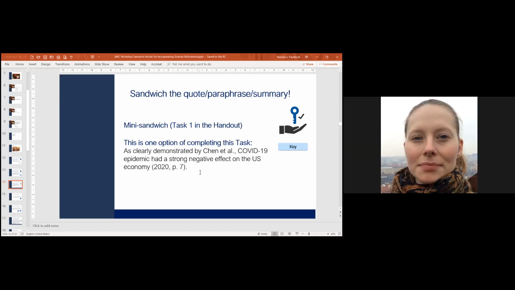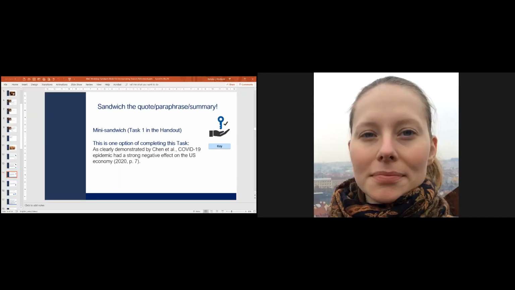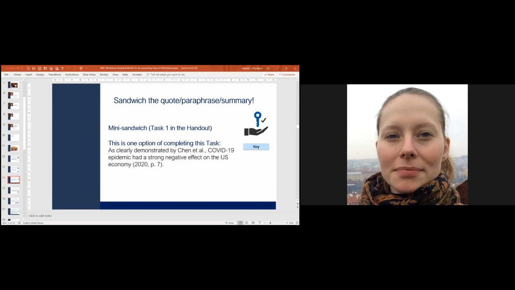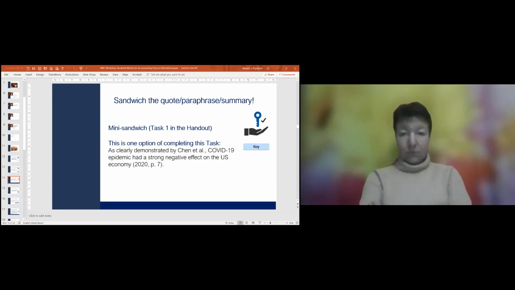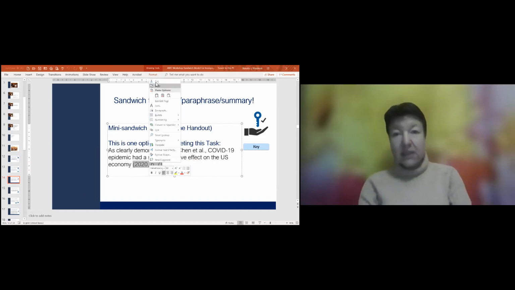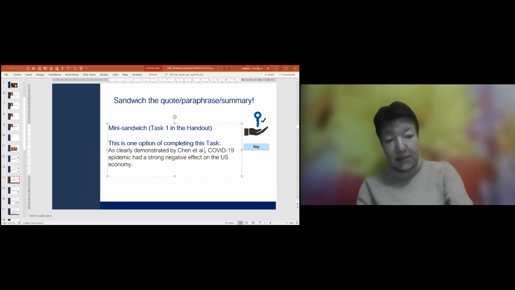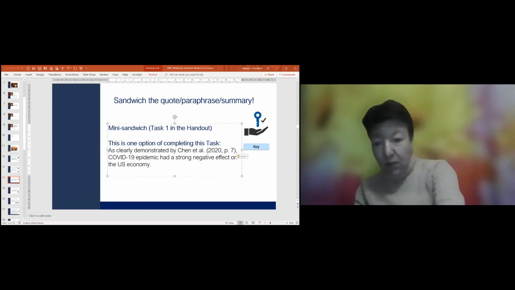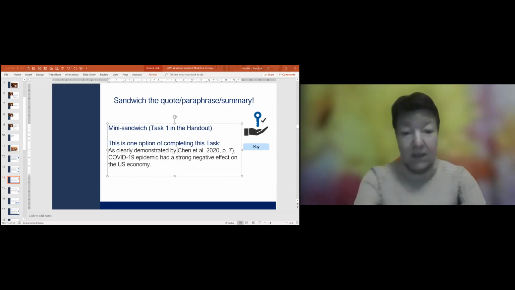I wonder why this in-text citation, the year and the page, does not follow the surname, because I supposed to do something like Chen et al. 2020 page 7, and then so on, not at the end of the sentence. Good question. I believe I can just copy right here in front of you and move it. So this is possible to do it like this, right? Yes. Okay, so I'm going to change this. Very good question. Thank you very much.